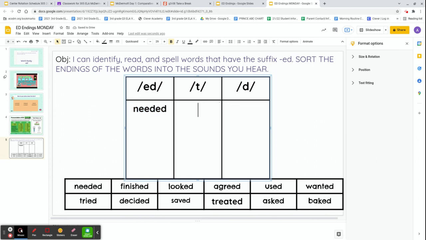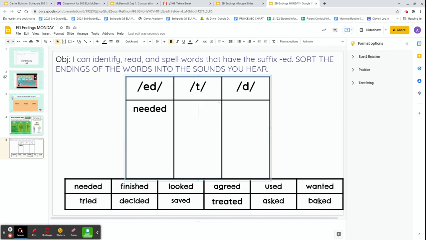Okay? So I'm going to sort the words into the column by the sound that I hear at the end. That's all I'm doing today. Tomorrow we're going to dig a little bit deeper, talking about what the past tense really means and trying to focus a little bit more on these endings. Questions on what you're doing for word work today?